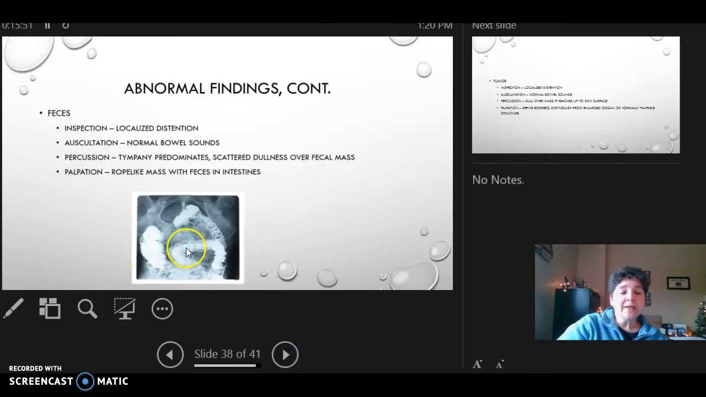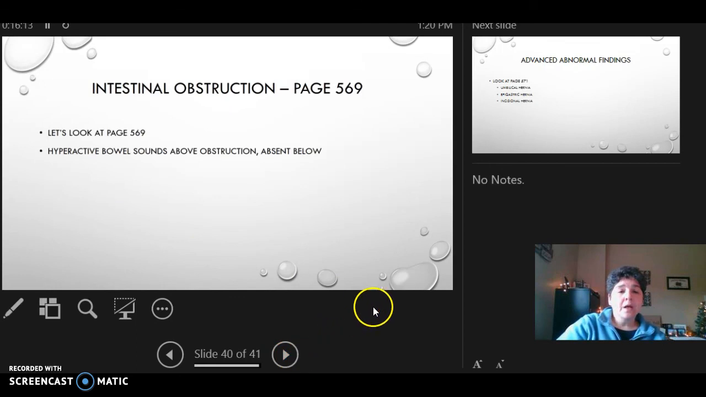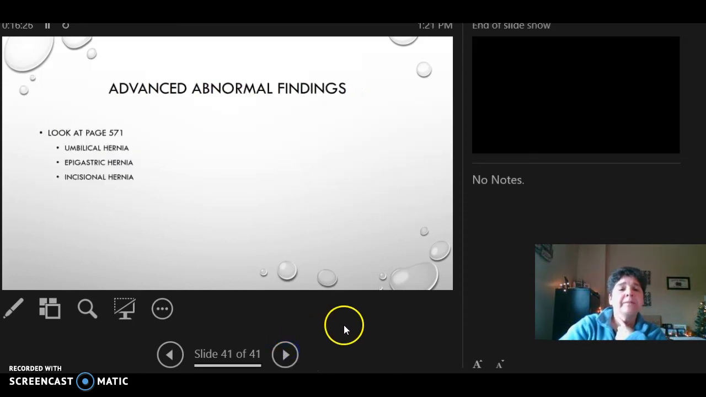All of this white in this x-ray is stool built up in the colon, and these are the things that you might find when you're doing examination with someone who has either blockages or just a large buildup of stool. And then a tumor, these are the findings when you're doing all the examination pieces that you might see. All right, intestinal obstruction, you can read over this on your own on page 569. You would expect to have hyperactive bowel sounds above the obstruction, and they might be absent below it.